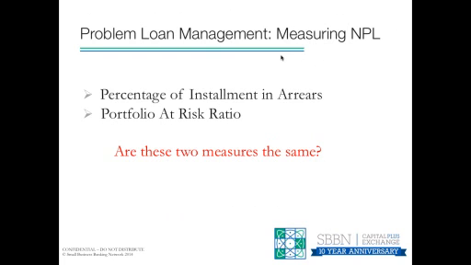Now, here are some of the very common measures that SME banks use in measuring their NPLs. One is the percentage of installment in arrears, and another one is the portfolio at risk ratio. Now, these two measures are not the same, and we will see in the next slide the difference of these two.